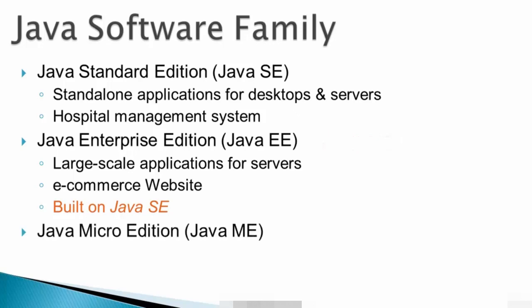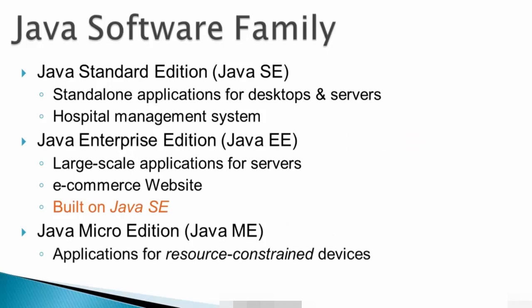And the third platform is Java Micro Edition, or Java ME in short, and this was previously called J2ME, and it is used to develop applications for resource-constrained devices like mobile phones and set-top boxes. So it is mainly for small devices which have limited memory and limited processing power. While Java EE is built on Java SE, Java ME uses a subset of Java SE.